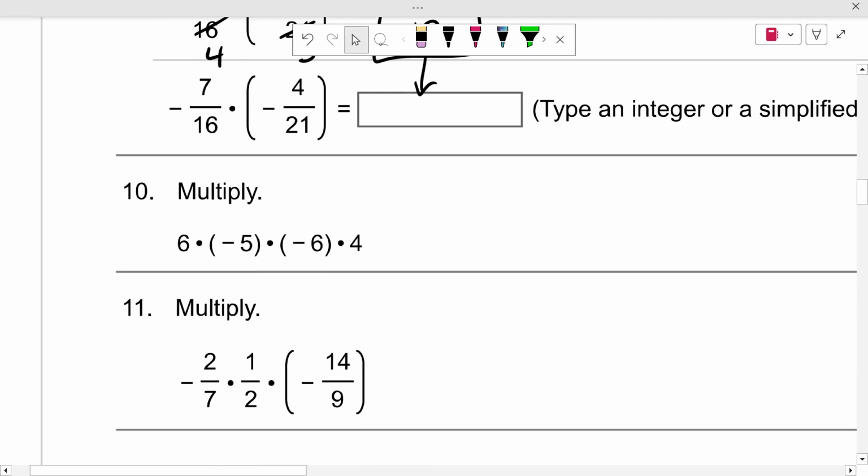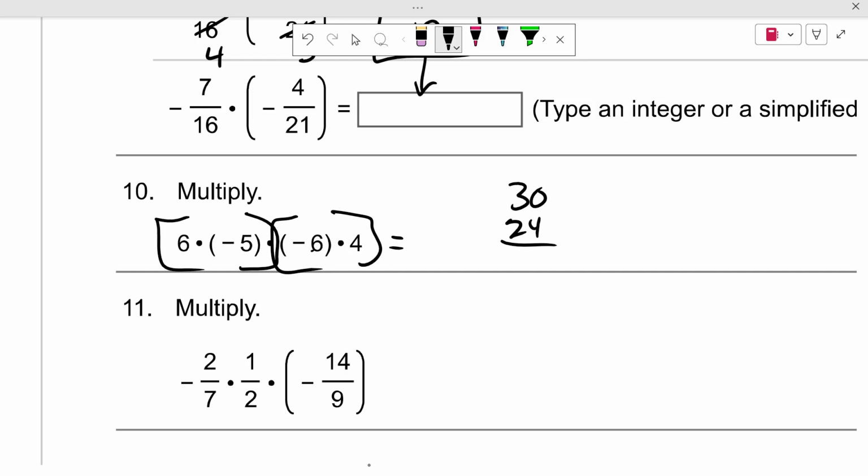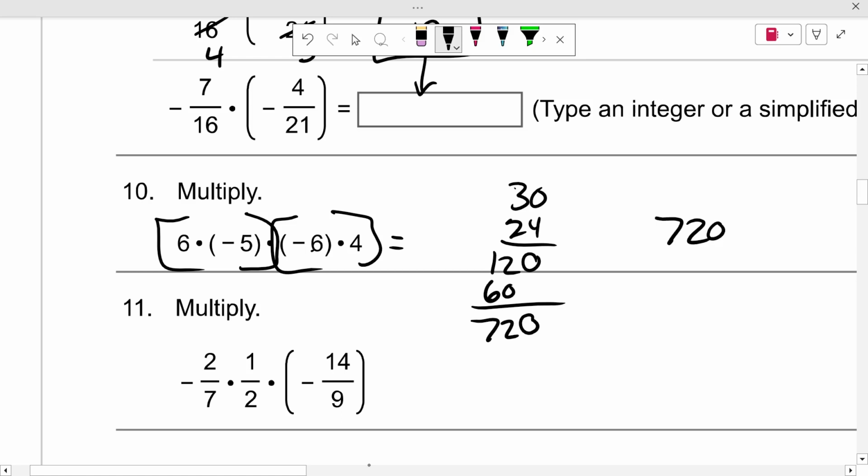Now, this one is fairly simple. How many negative signs do you see? 2. So it's going to be positive in the end. Then 6 times 5 is 30. 6 times 4 is 24. And so we're going to multiply 24 times 30. We just multiplied these 2 and these 2. So 4 times 30. 4 times 0 is 0. 4 times 3 is 12. So that's 120. 2 times 30 is 60. Because we move over 1 spot when we do the second one. So it's 0, 2, 7. So it's 720. Even number of negative signs make it positive.